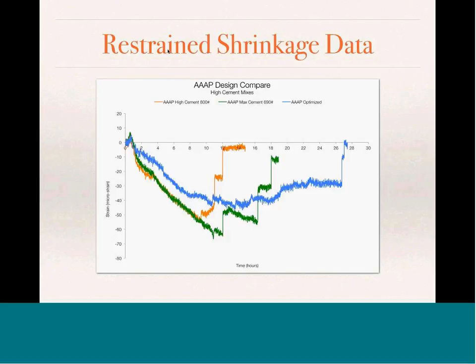Some of the data: the orange line you see is the high 800 pounds straight cement. You can see that cracked early in the strain development. The green line, the maximum, is 690 pounds straight cement, and the blue line is the AAAP optimized. So that's a pretty stark improvement over the high straight cement mixes.